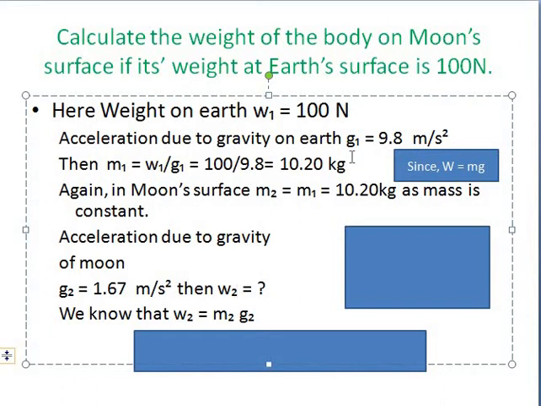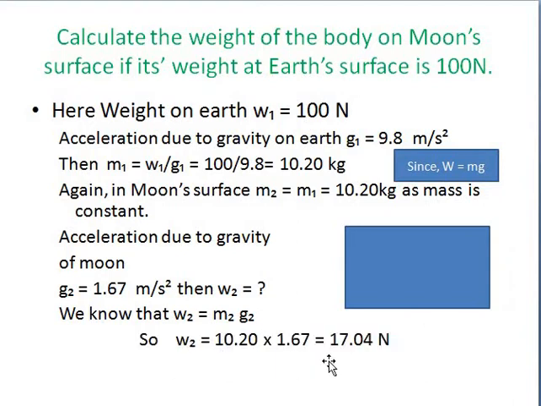So by putting the values G2 and M2, that is 10.20 kg, you get the value like this. Okay, 10.20 into 1.67 equal to 17.04 Newton. So the weight of that body is 17.04 newtons on moon surface.